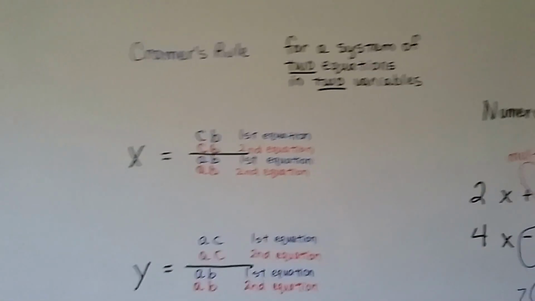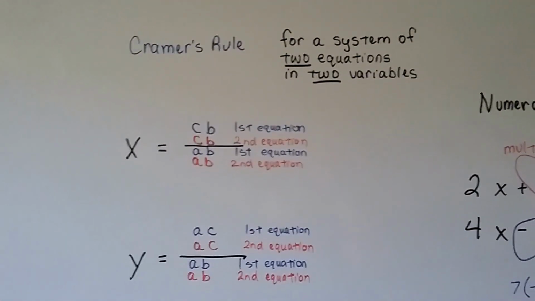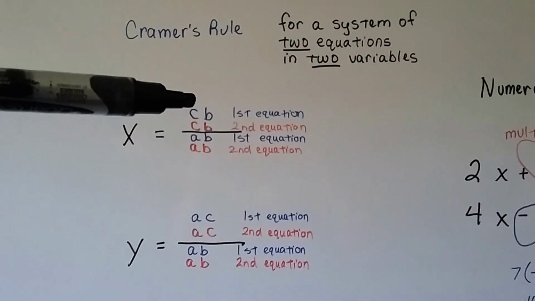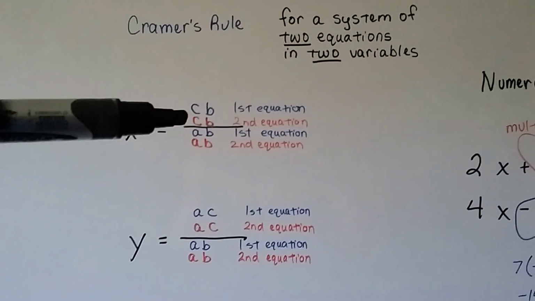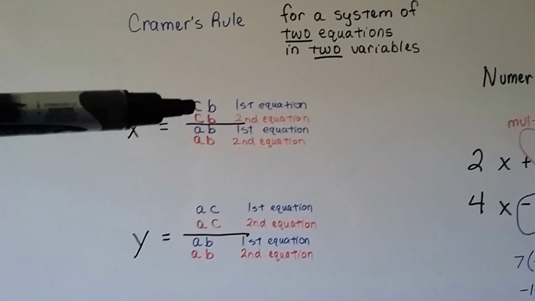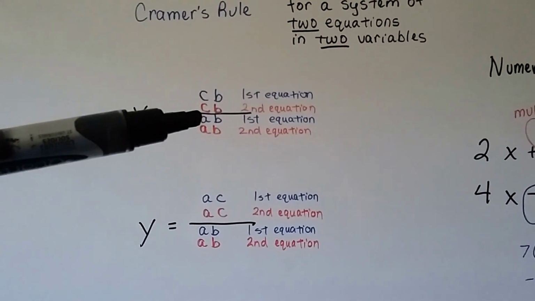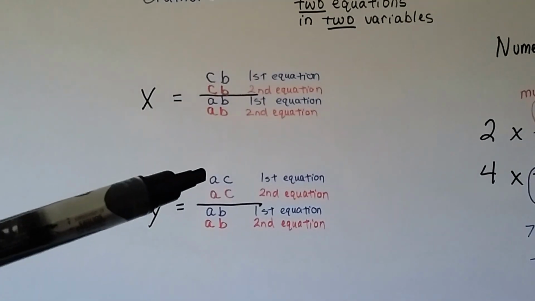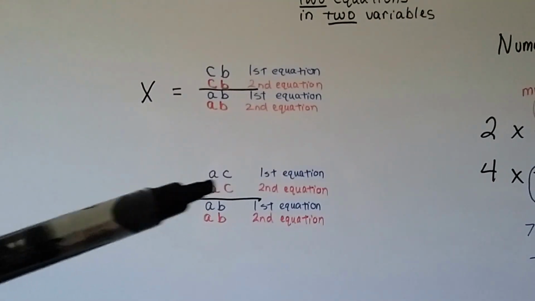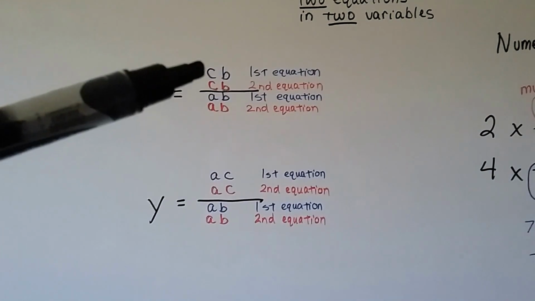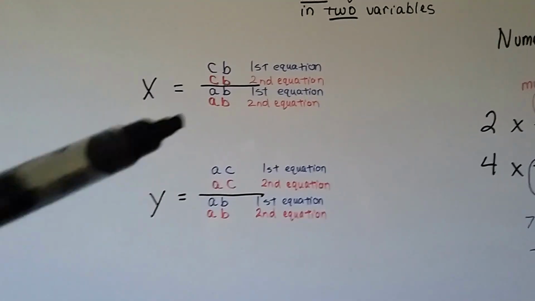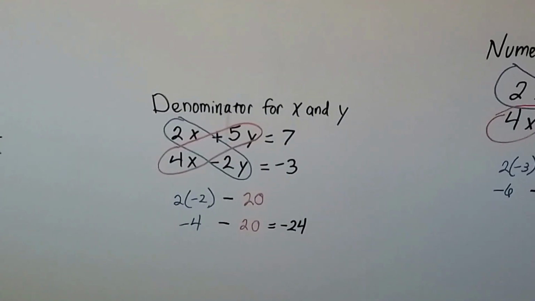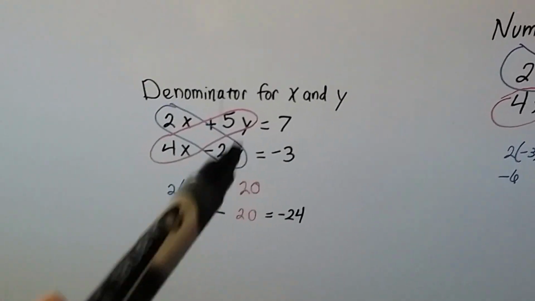So what we did was, for this system of 2 equations and 2 variables for Cramer's rule, we had the c and the b from the first equation and the c and b from the second equation, and they were over the a and b from the first and second equation. And then for y, we did the a and the c from the first and second equation. See that? This was the c and b, this was the a and c, and they share the same denominator, all right? So this is what it looks like graphically to the equations.